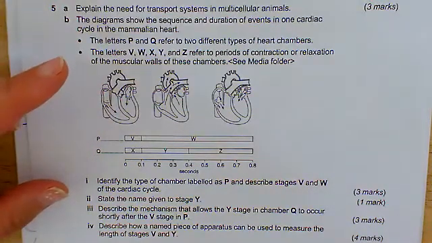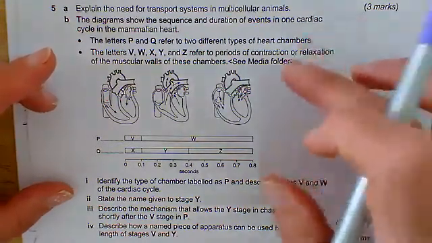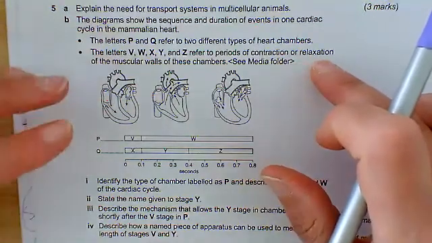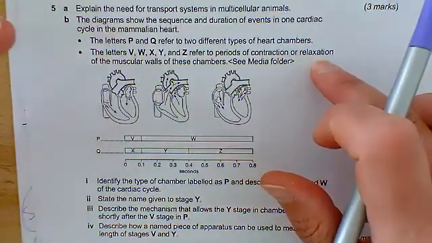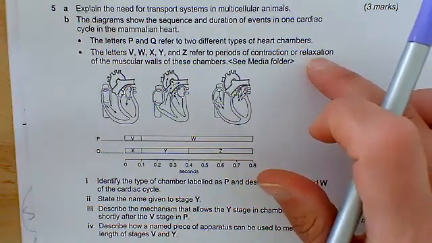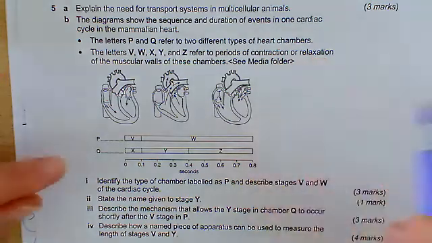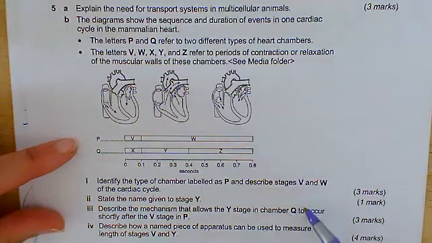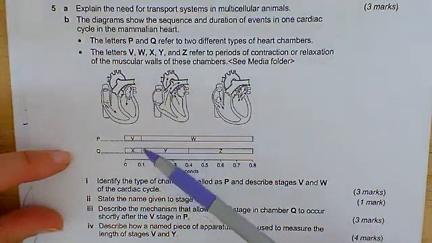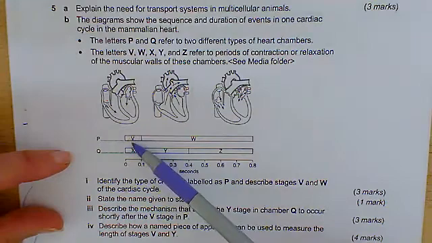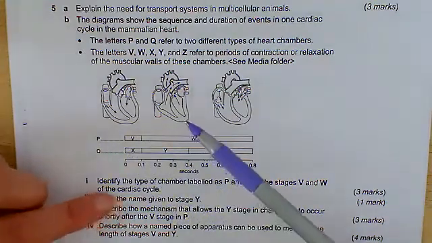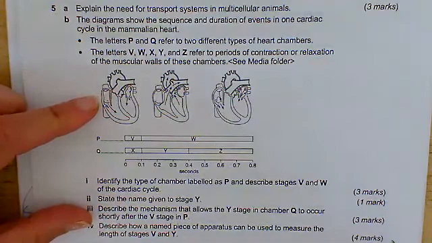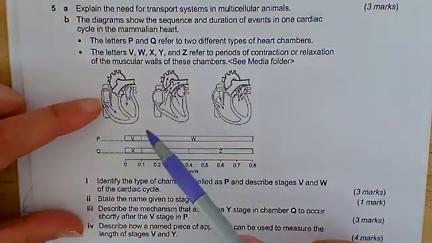It also says the letters V, W, X, Y, and Z refer to periods of contraction or relaxation. Remember, contraction events we refer to as systole, relaxation, diastole. And it says identify the type of chamber labelled P and describe the stages V and W of the cardiac cycle. So here we can see V, and if we link it up to the diagram above, we've got to use the diagram a little bit to help us here.